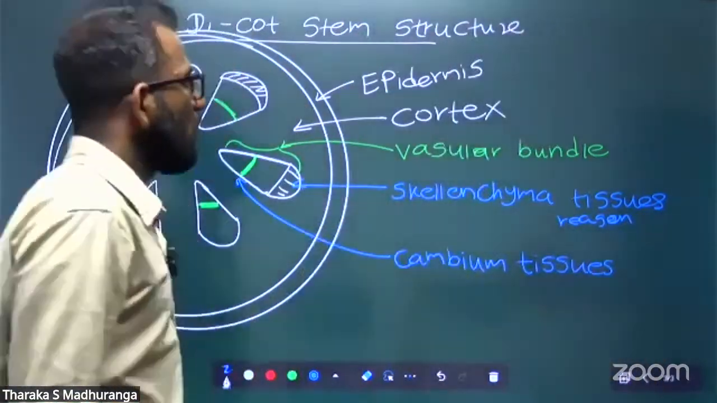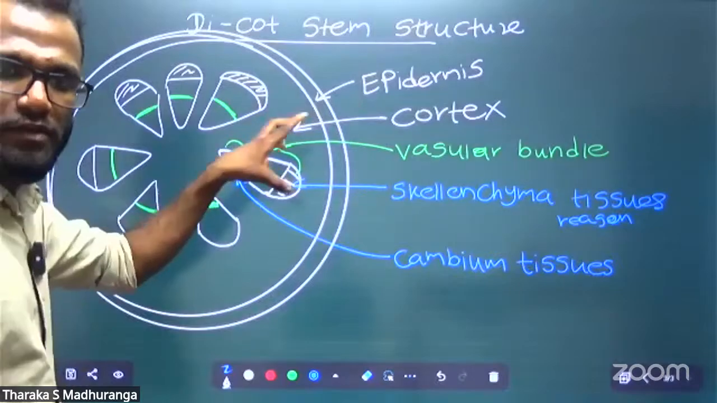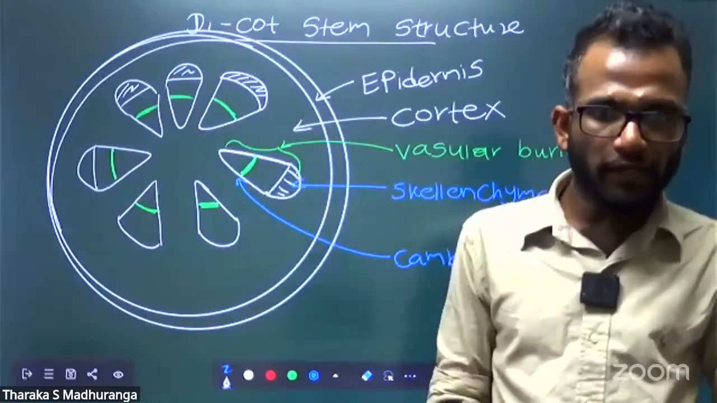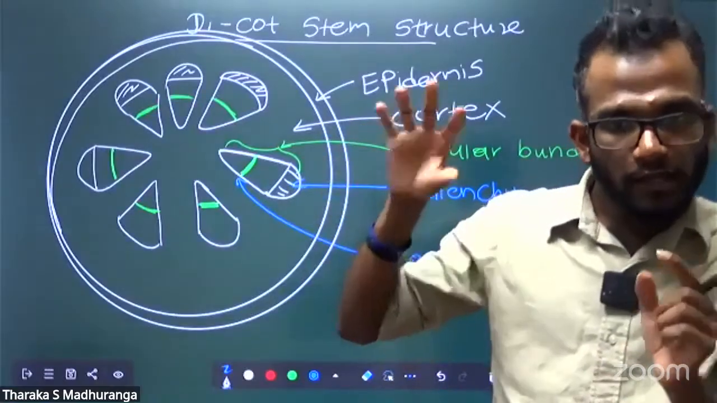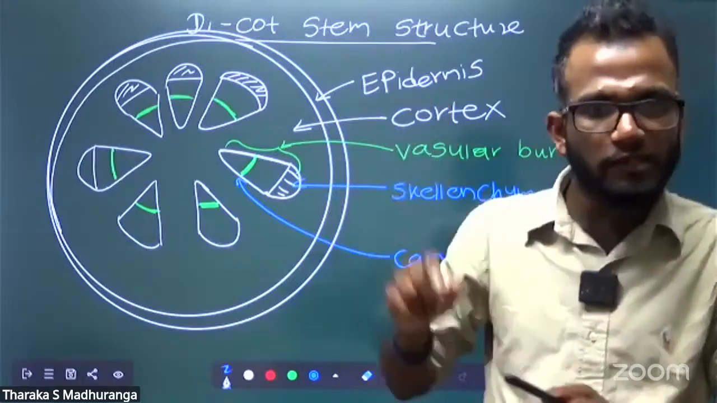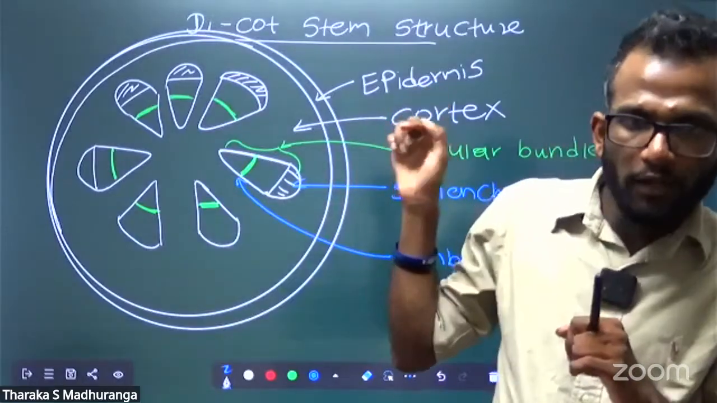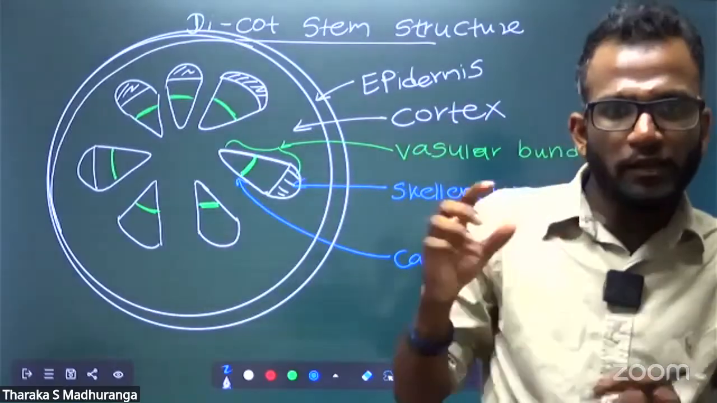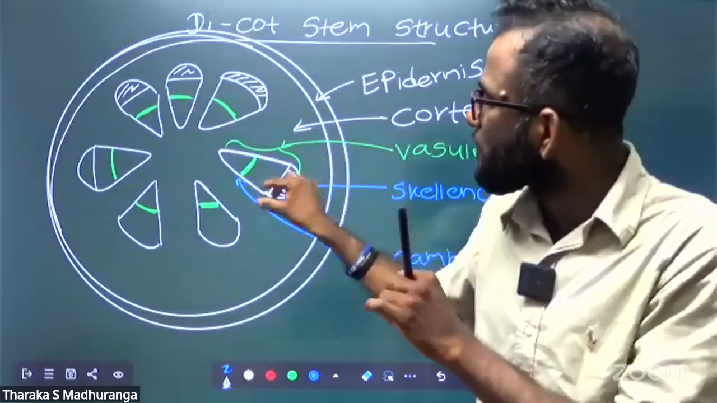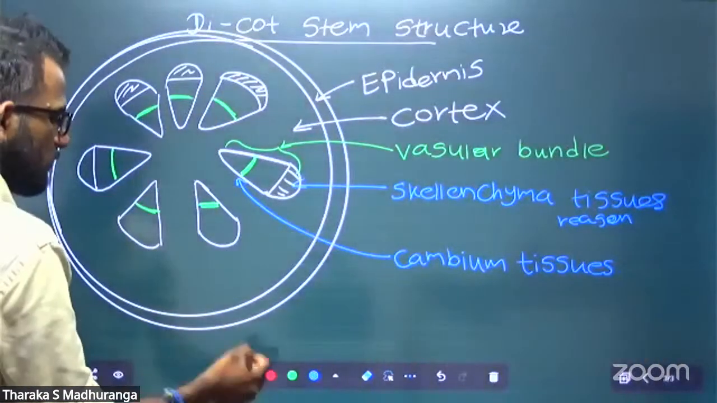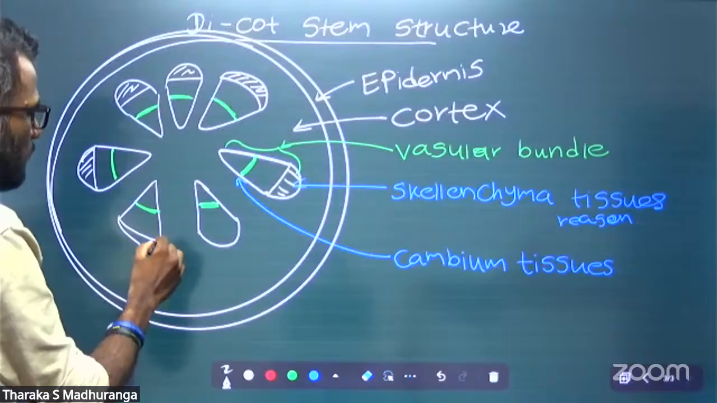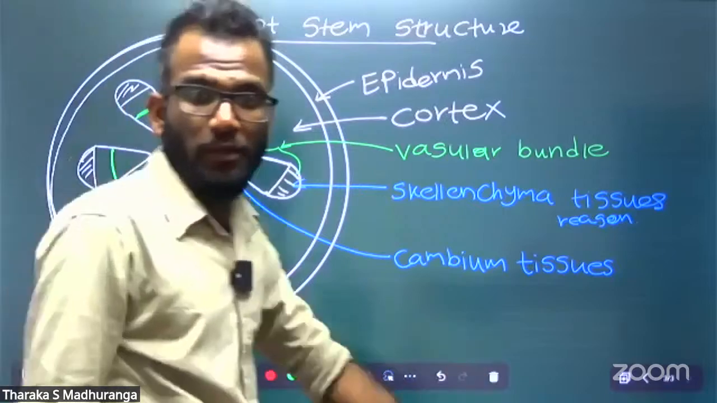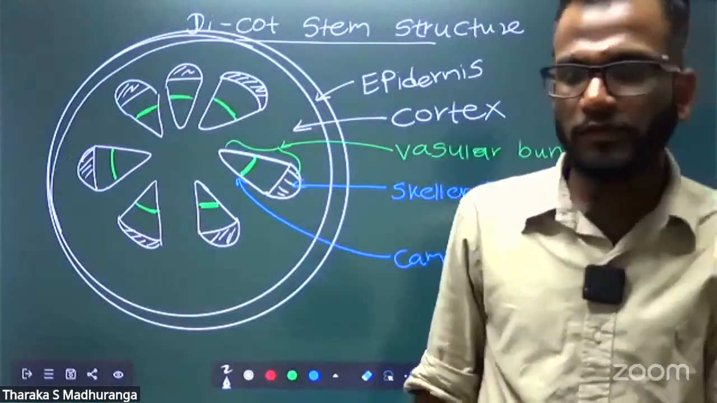Now again, revise. What are the parts? The outermost part is the epidermis. Inside there is the cortex. Inside the cortex, 8 to 13 vascular bundles. In the middle of these vascular bundles, cambium tissue. At the edge of these vascular bundles, sclerenchyma tissues.